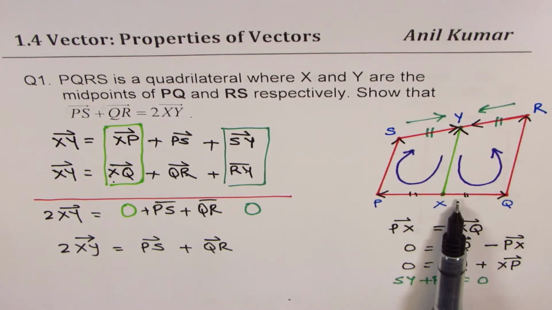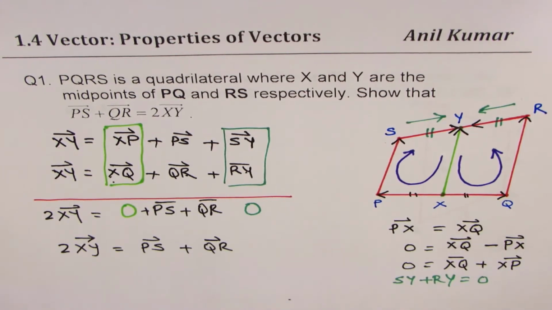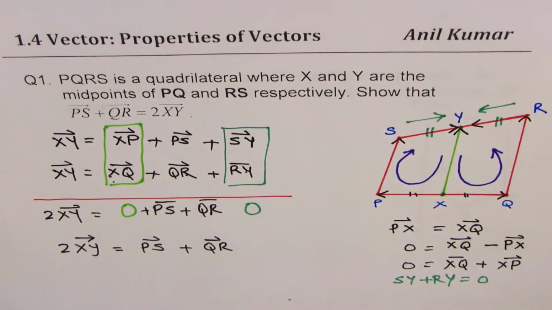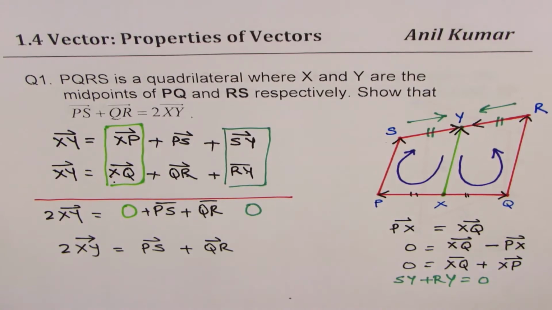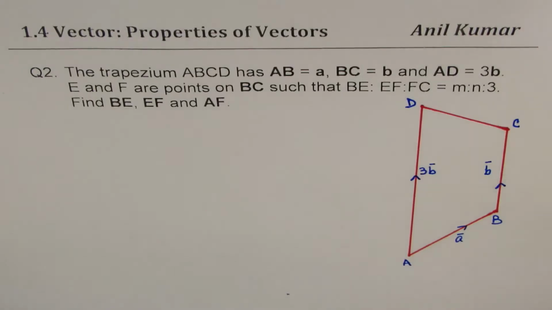Then same magnitude, opposite directions add up to 0. So that helps to find the solution, correct? Now let's look into the second question.